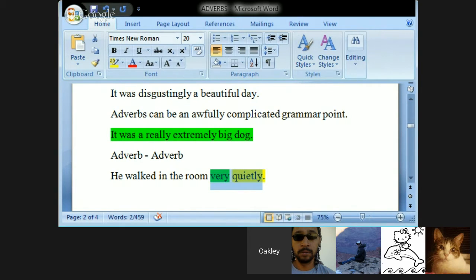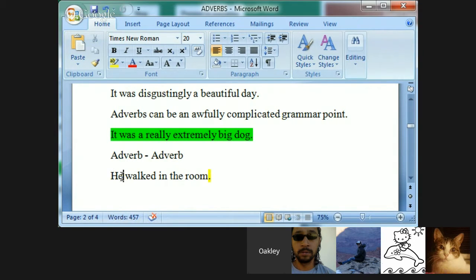He walked very quietly. He quietly walked. He very quietly walked in the room. Yes, indeed. Very good. Exactly. You can also put them directly in front of the verb. Doesn't really change the meaning. Okay. The one thing you cannot do is separate these. If you have an adverb which is modifying another adverb, don't put them in different places in the sentence.